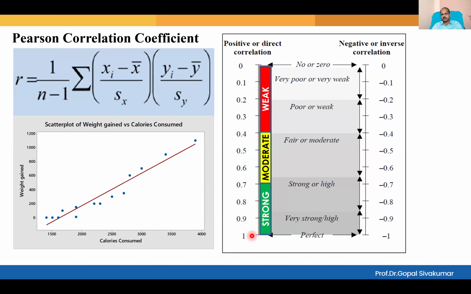0.7 to 1, we call it strong. Similarly, on the negative side also. So in this case, this is actually a strong positive. If you calculate, the R value will be between 0.7 to 1.